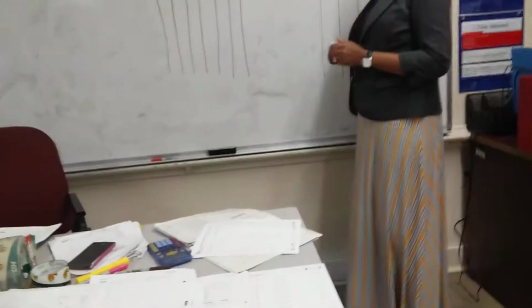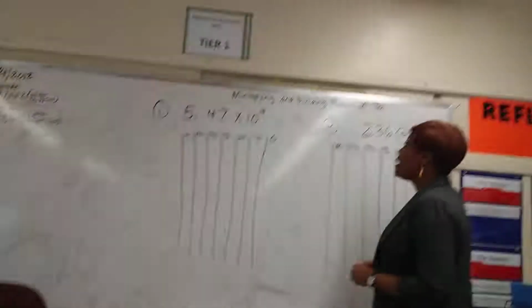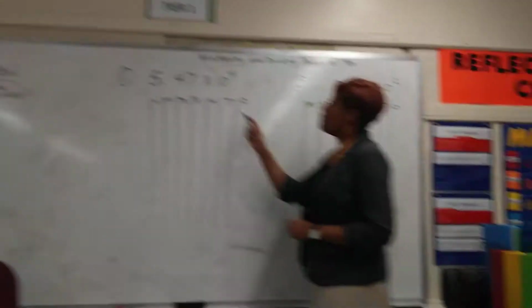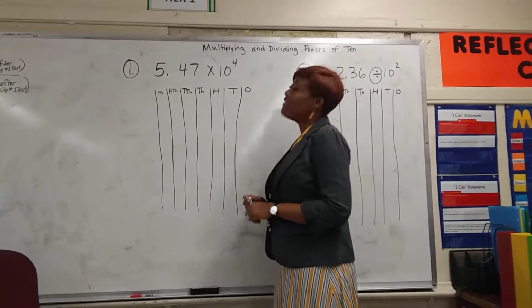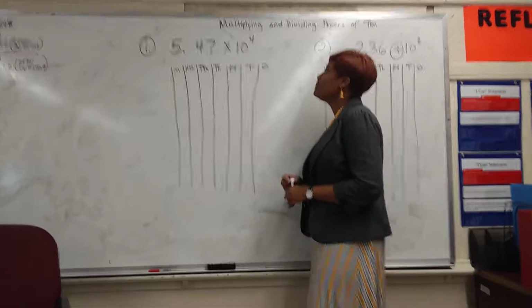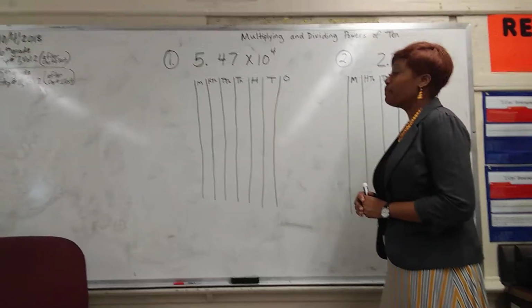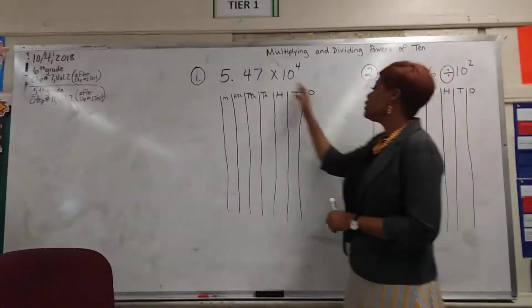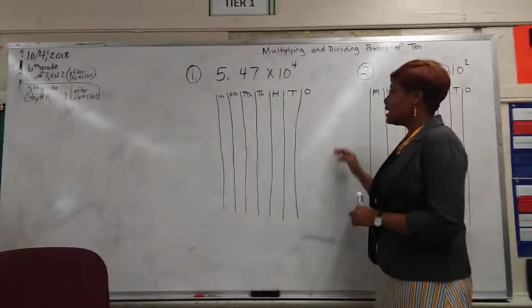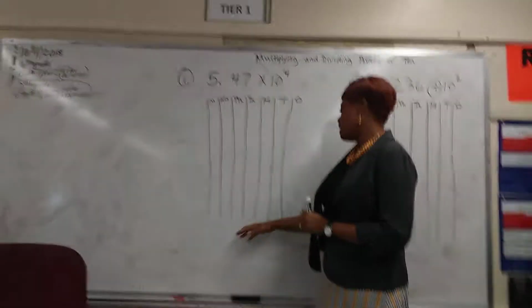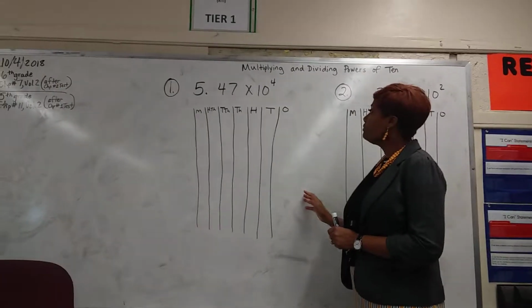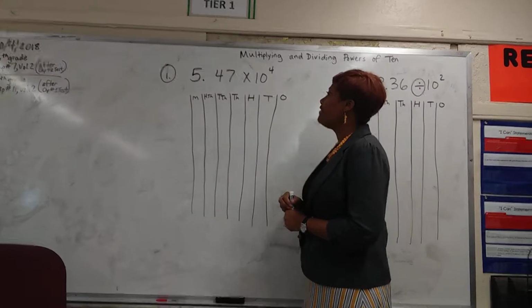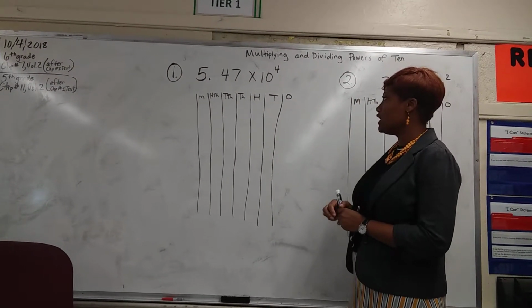Alright, today we will be multiplying and dividing powers of 10. So, the first problem we have is 5 and 47/100 times 10 to the 4th power. Now, we need to use our prior knowledge and build upon our prior knowledge of place value. So, we have 5 and 47/100.